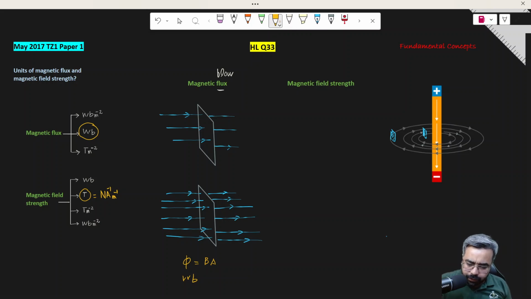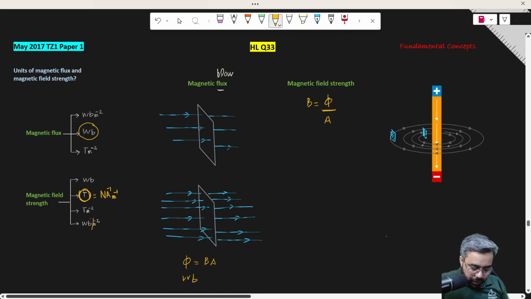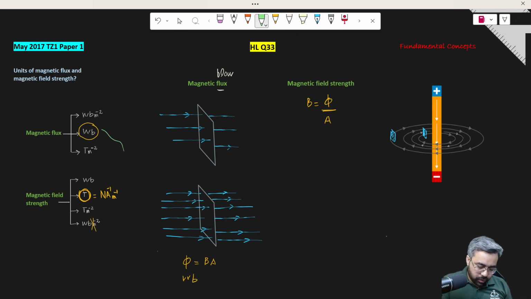That's why we also say that the field strength equals the flux crossing through the surface per unit area. But remember, we will identify the Tesla as the unit of field strength, because it is not necessary that if the magnetic field is present, flux will also be present. Flux is produced only whenever the field cuts a certain surface. That's why you have to identify Tesla, not the Weber per meter square. So the right answer for this question is option B, which says Weber for flux and Tesla for the field strength.